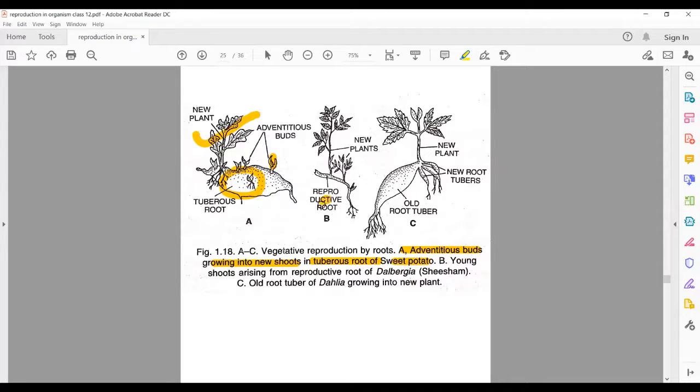See figure B over here. This is a reproductive root. A young shoot is arising from the reproductive root of Dalbergia. That is the full name if you want, Dalbergia sissoo, that is the sheesham plant. And if you see the third figure over here, that is a dahlia root. The old root tuber of the dahlia is growing into the new plant. See, this is a single root tuber, and from here itself the new plant has grown, and here some new tuberous roots have also developed. You can see in the figure very clearly, right?